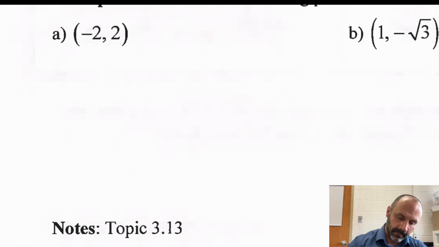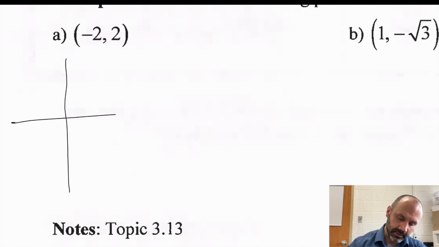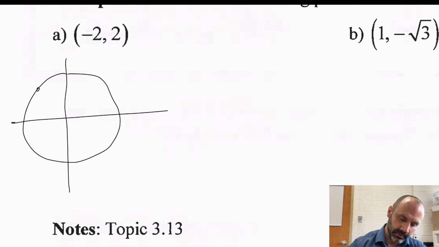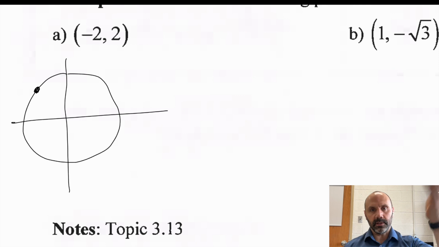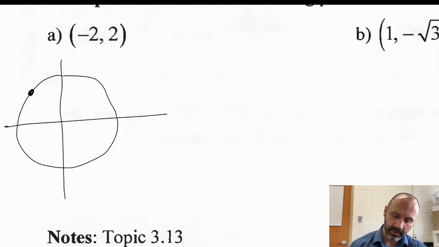So this one, we could think about it and do it as -2, comma 2. So that's over here. I mean, that looks like it's along the 45-degree angle. But I don't know off the top of my head what the radius is going to be. But here's what we can do.